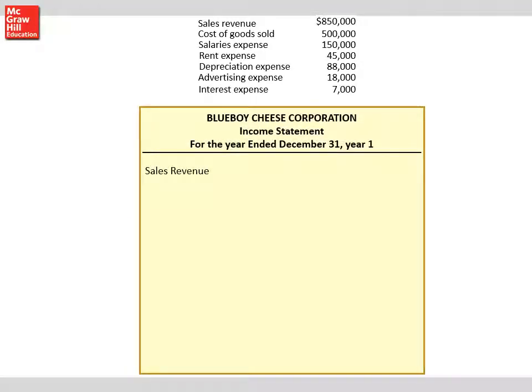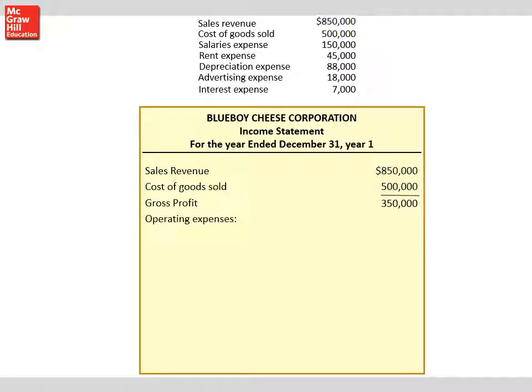As far as Blue Boy Cheese Corporation, the income statement would be the sales revenue of $850,000 minus the cost of goods sold would give us gross profit. Remember, cost of goods sold is an expense and it will decrease just like any other expense. Gross profit is a calculation on our income statement.